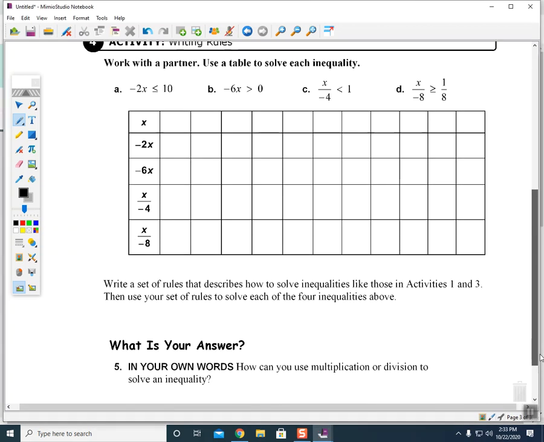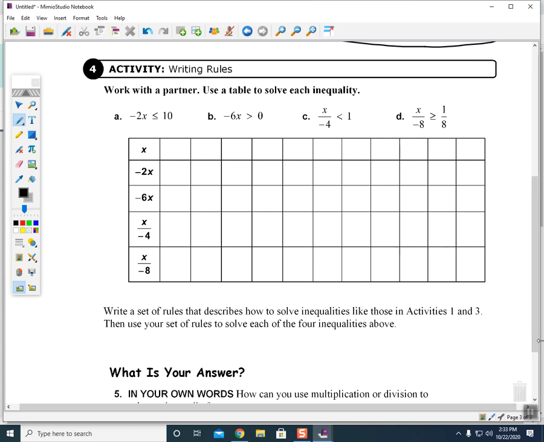All right, I want to look at table 4. This might take us a little while, but this is important. So we're going to do the same thing that we have been doing with our inequality tables. I'm just going to fill in some x values here. So I'm going to start at -5 and go all the way to +5. So -5, -4, -2, -1, 2, 3, 4, and 5. Okay.